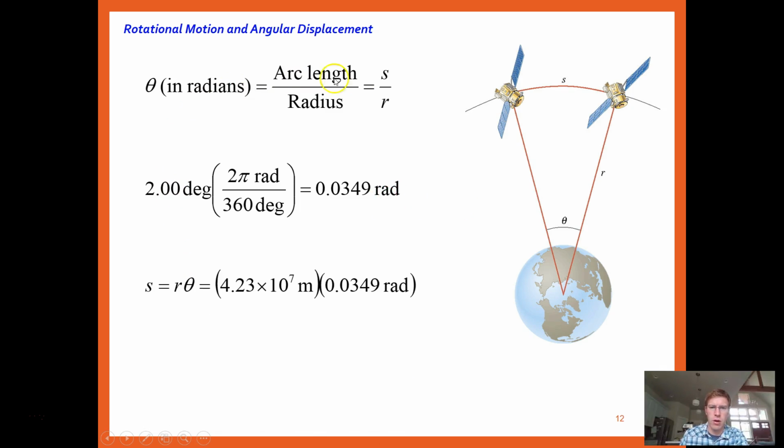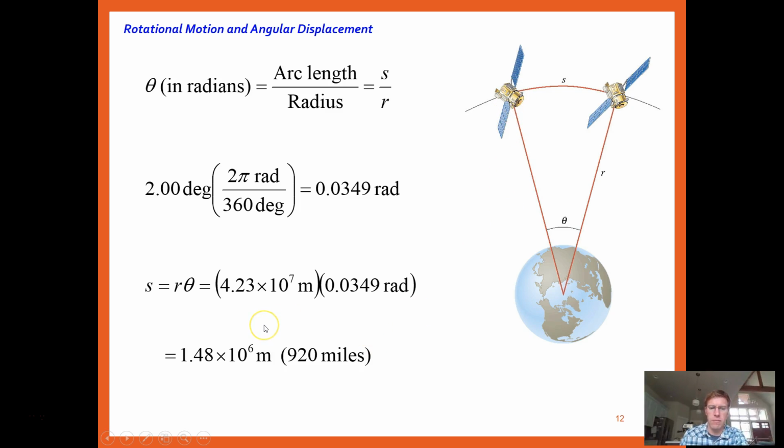And solving, arc length equals theta times r. So theta times r, multiply those out, and you get an arc length of 1.48 times 10 to the 6th meters, or about 920 miles, is the distance it's covered during that 2 degree angular displacement.